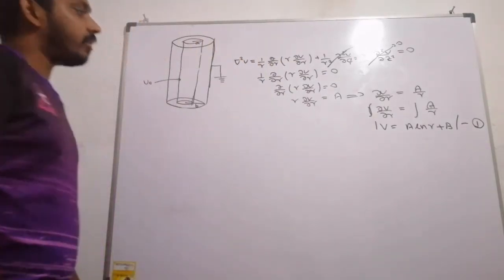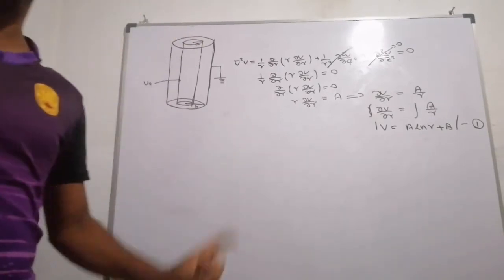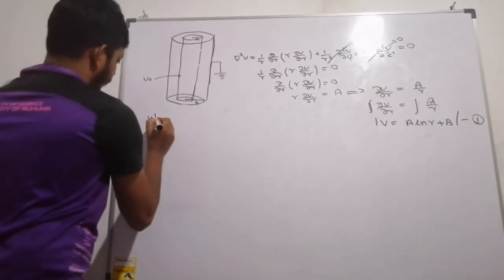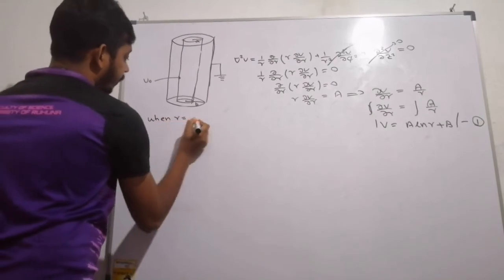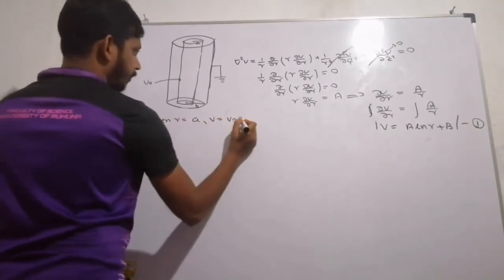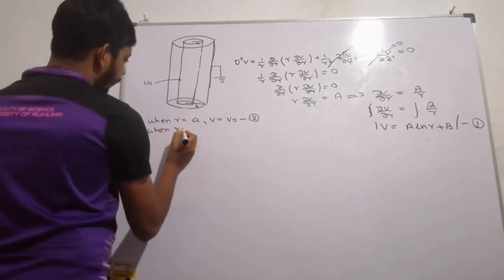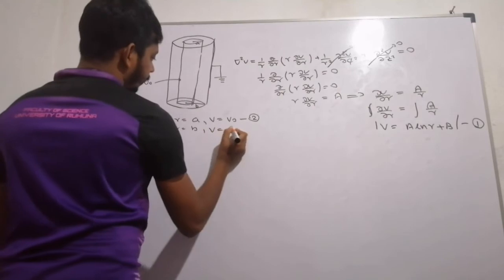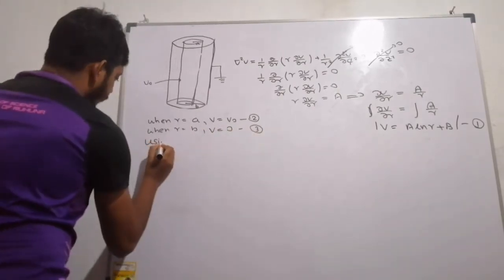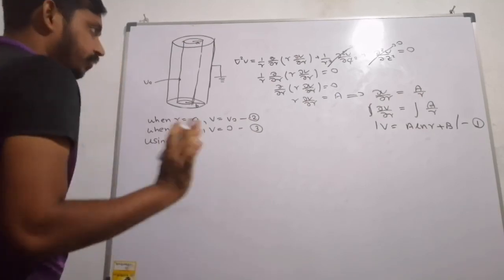Okay, now let me solve this problem using boundary conditions. What are the boundary conditions here? When R equals A, V equals V naught. This is named number 2. When R equals B, V equals 0. This is named number 3. Using number 1 and number 3.